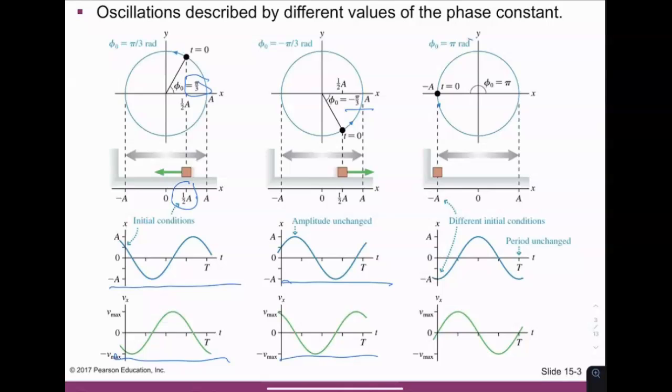And lastly, we consider the case where the phase constant is pi radians, and in this particular example, the initial condition has the position equal to minus A. And when we plot the position, we get this function. And when we plot the velocity, we get this function.